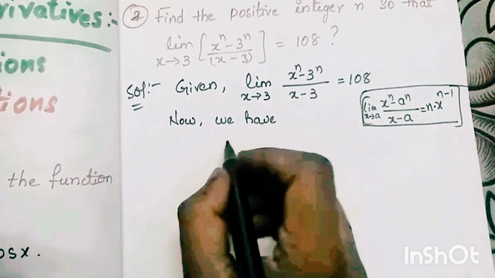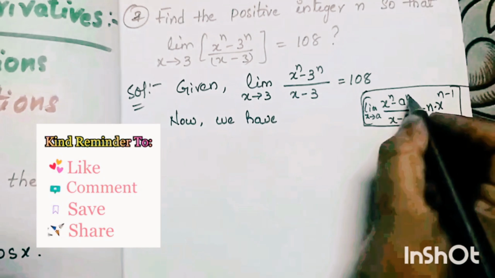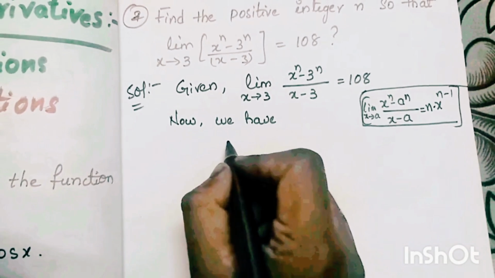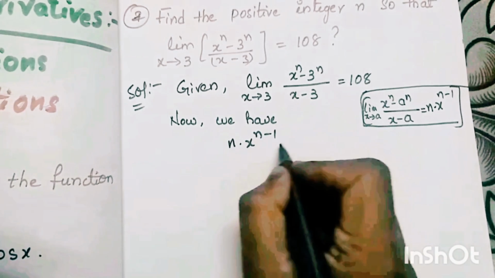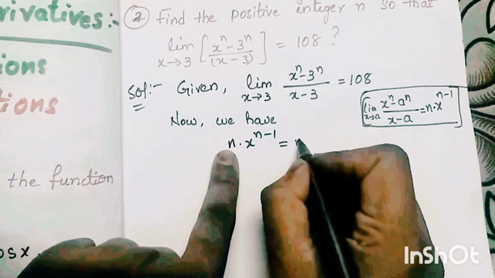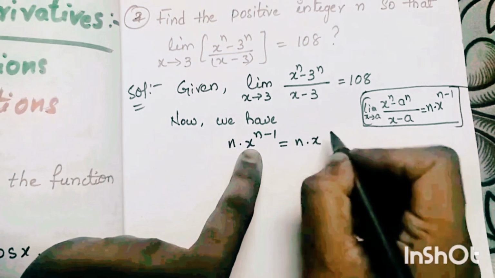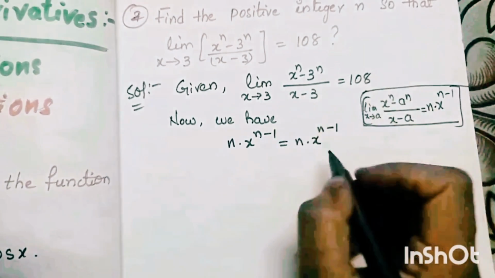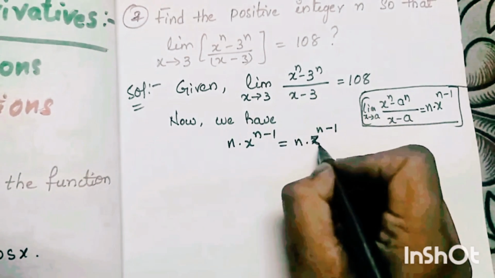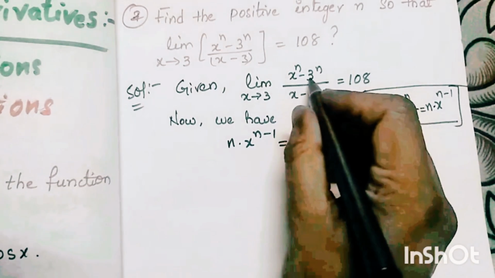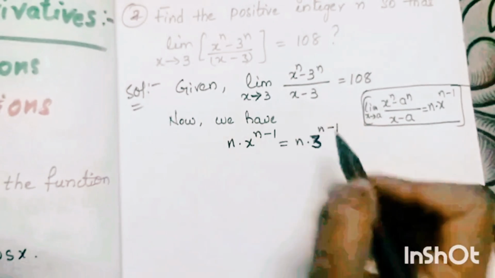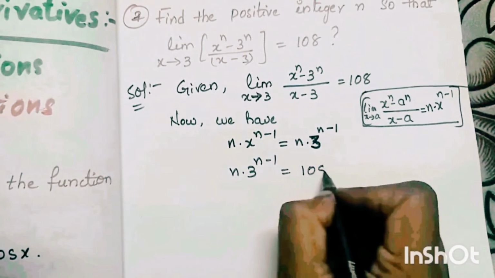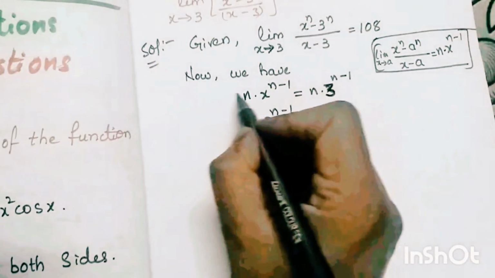Write this down taking n as a constant; in the place of a we have 3. So n·x^(n−1) is equal to what? n means n only, x means x only, and n minus 1 stays. Here a means 3 and x means 3. Substitute a as 3 and x as 3. So n·3^(n−1) is equal to 108, which we have obtained by substituting in the formula.